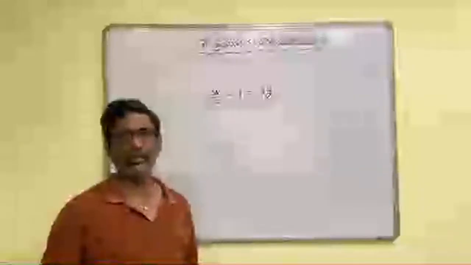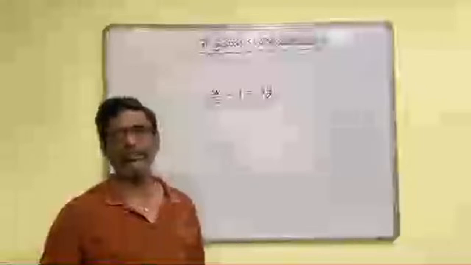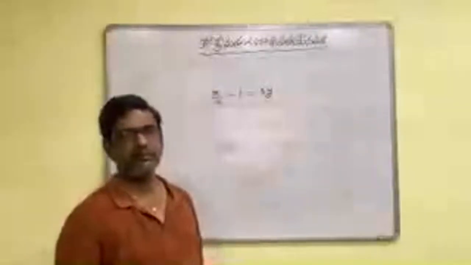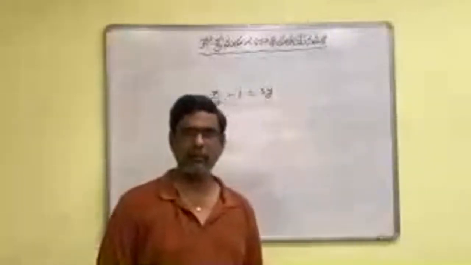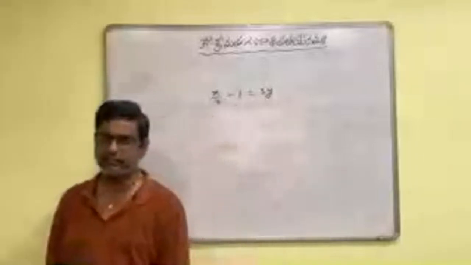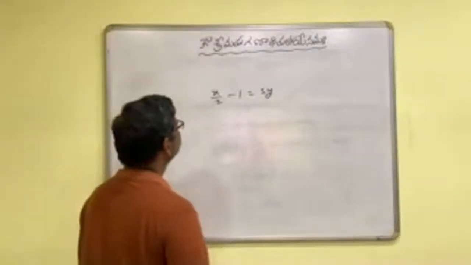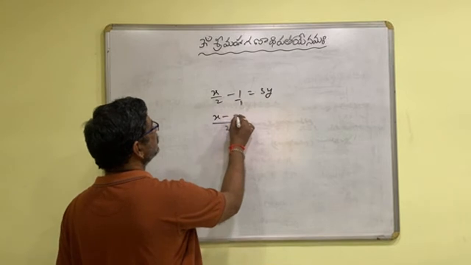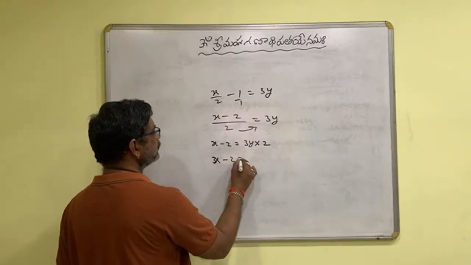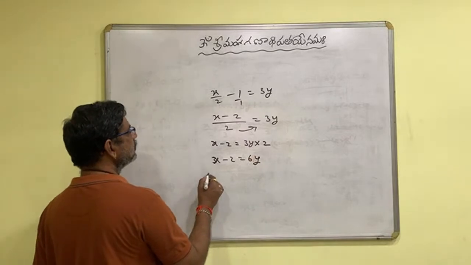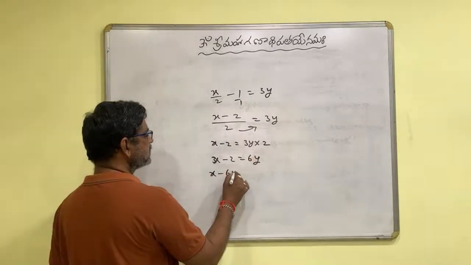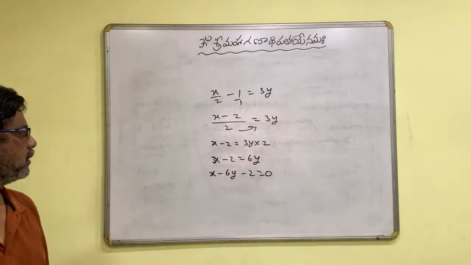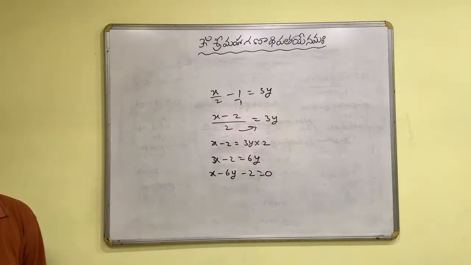Yes. Now is it in the general form? It is not in the general form. So convert into general form. Take LCM 2. x minus 2 is equal to 6y. So x minus 6y minus 2 is equal to 0.